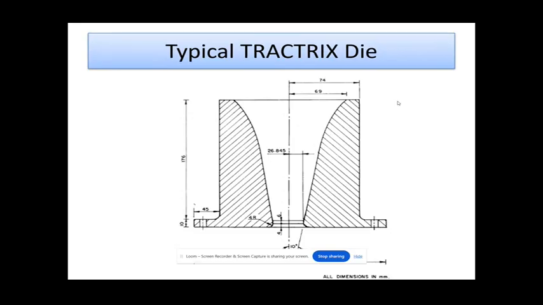This figure shows the typical Tractrix die profile. When drawing through the Tractrix profile, a higher limiting draw ratio can be obtained. That is, drawability can be improved. This is recommended only for thick blanks, thicker blanks. Here, no blank holder pressure can be applied to the sheet metal.